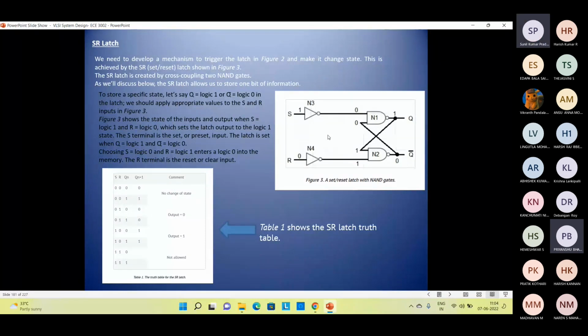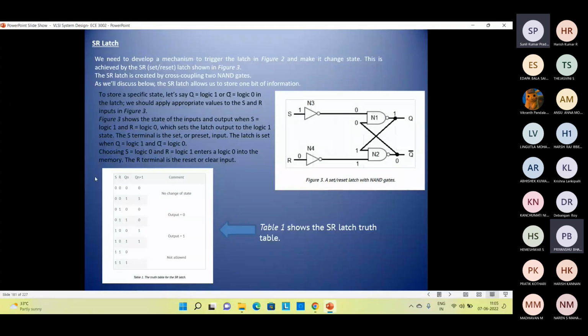Similarly, choosing S equal to logic 0 and R equal to logic 1. First we discussed S equal to logic 1 and R equal to logic 0. But here in the second case, we have chosen S equal to logic 0 and R equal to logic 1, which enters a logic 0 into the memory. And the R terminal is the reset or clear input.